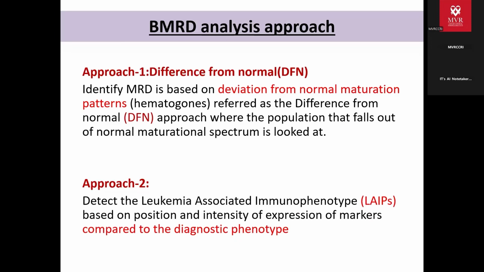Second is the LAIP. Sometimes the clinician asks, we don't have the diagnostic baseline immunophenotype, so could we send it for MRD analysis? In the LAIP approach, we have a diagnostic marrow which says our blast is CD34 positive, CD10 bright. In the MRD, I just see whether there are blasts showing the same immunophenotype as the diagnostic marrow. If I'm finding a blast with exactly the same immunophenotype as my diagnostic marrow, I say that MRD is positive. So that is a very similar approach, but I'll be talking about it in detail later.